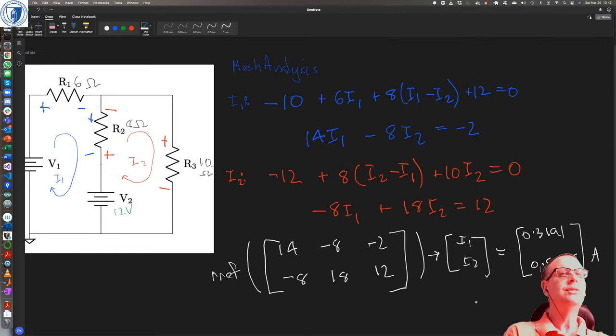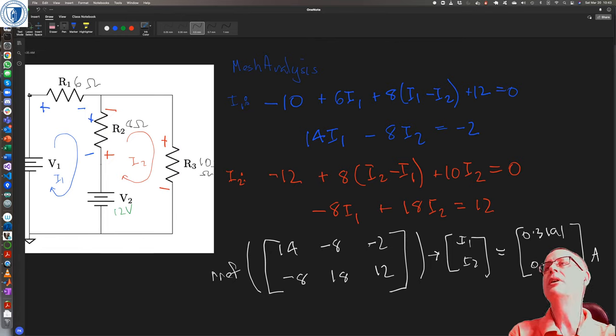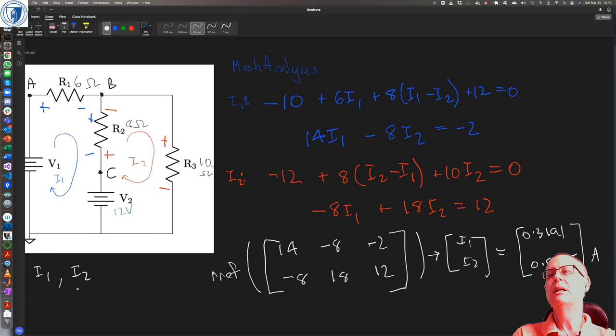Now, the thing that you need to do for this lab is a little bit more complicated than just solving that, right? The things we want to know are, so let's draw it in black, the node voltages. So A, B, and C, and I think they're the only nodes. So the things we want to know out of this are, obviously I1 and I2, but we also probably want to know IR1, IR2, and IR3.